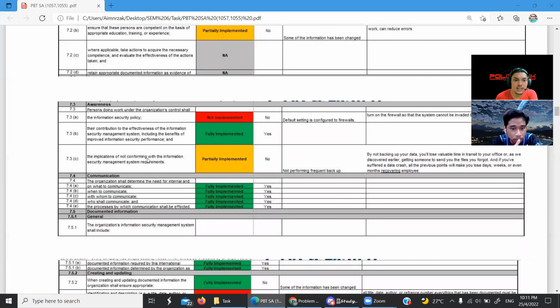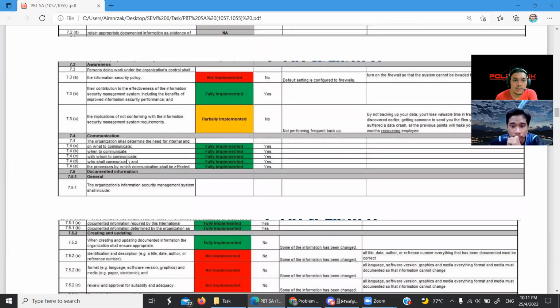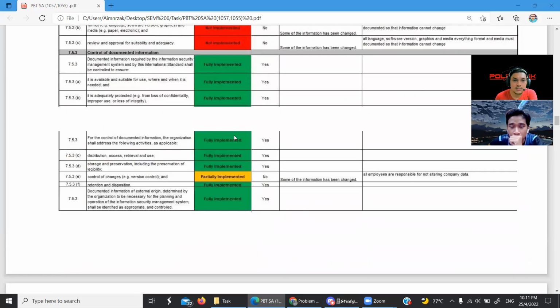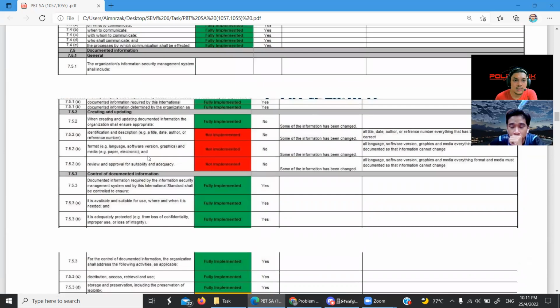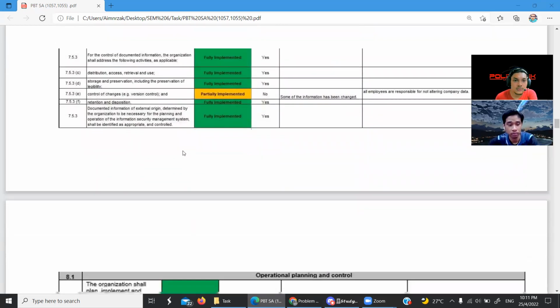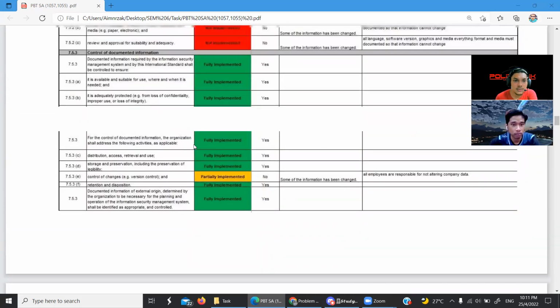7.3, awareness. 7.3A, not implemented. The status B, the status is fully implemented. C, partially implemented. 7.4, communication. The all of point status is fully implemented. So this is another clause from 7, clause 7.